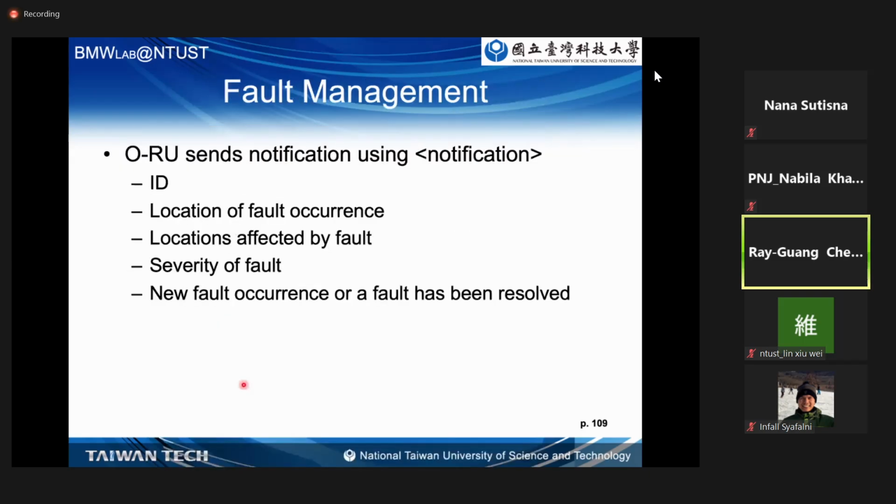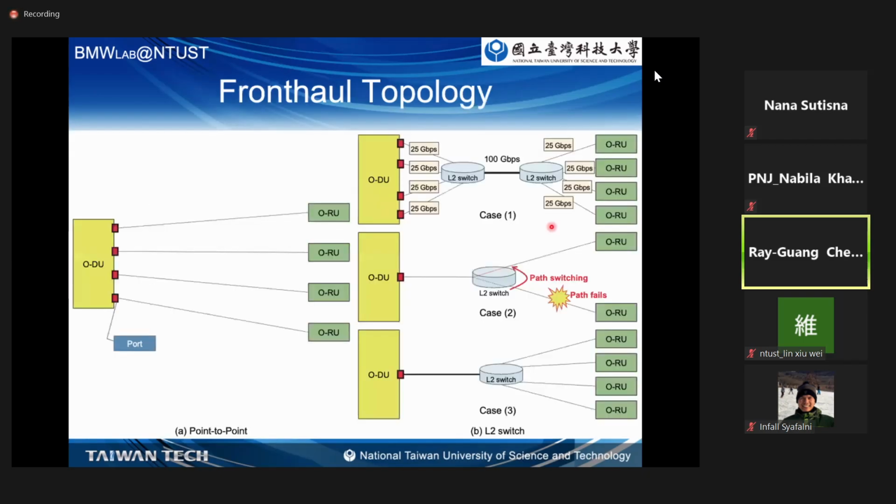So here is some information. Here are some details for this part. I guess we don't have too much time. Here I just summarize all the information defined in the spec, so you can check the spec for detail.